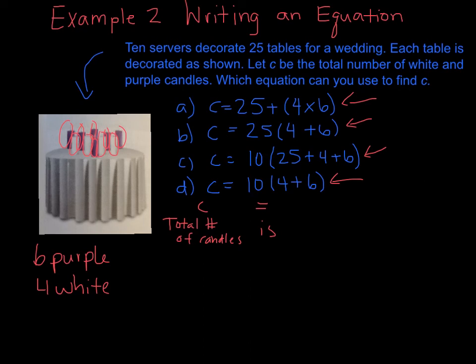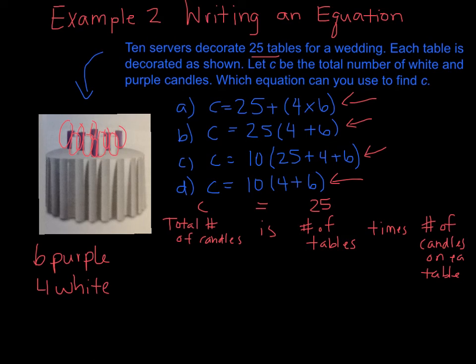Then we have the number of tables. How many tables do we have? And they tell us up here we have 25 times the number of candles on each table. So remember, the main goal of this was to figure out what the total number of candles is. Write an equation you can use to find C being candles.